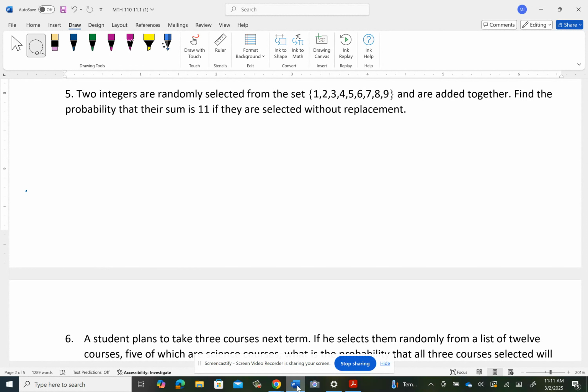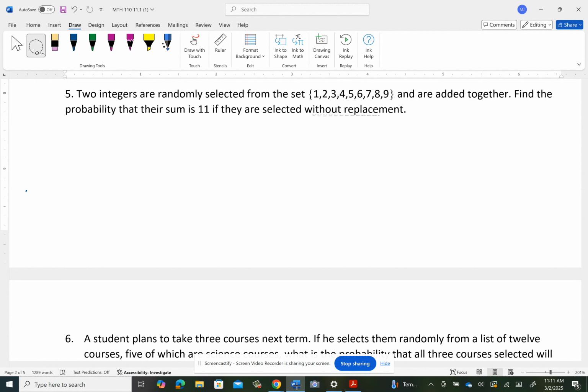Okay, so here we have two integers that are randomly selected from the digits 1 through 9. Then we're going to add them up together, and we want to know the probability that the sum is going to turn out to be 11. And then we have this added condition that they are selected without replacement.